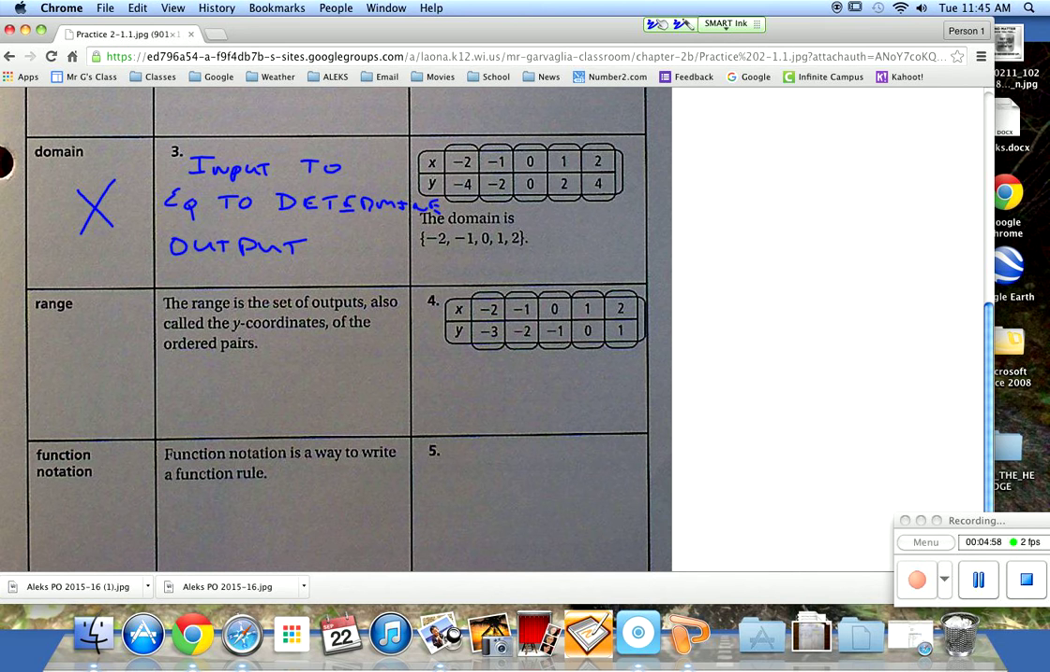Now, if we talk about a domain being x, then your range is your y. The range is a set of outputs, also called the y-coordinates, of ordered pairs. I guess if we were going to write this up here, we could have said the domain is the input, called the x-coordinate of ordered pairs, if we want to be consistent.